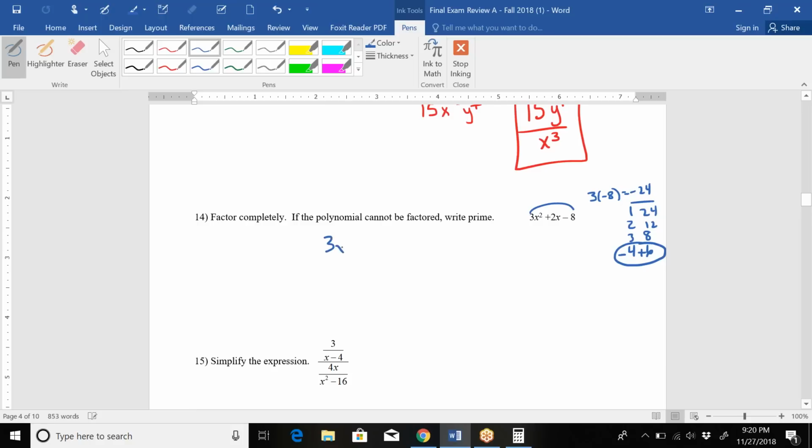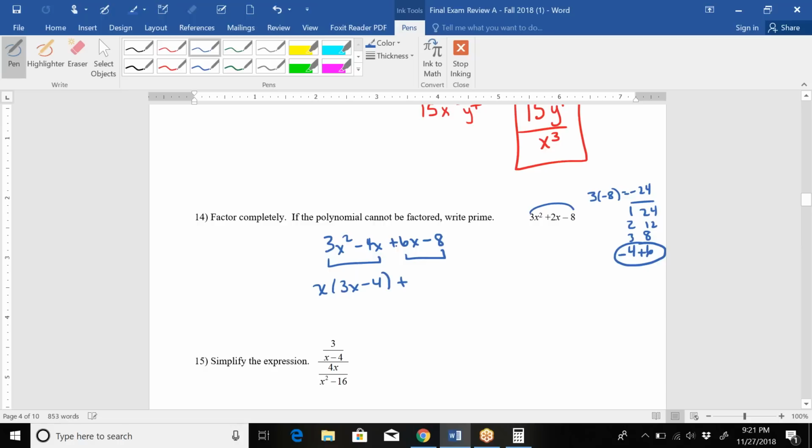So this becomes 3x squared minus 4x plus 6x minus 8. It doesn't matter which one you put where. You can change these around if you want, but you just pull out the GCF for each pair. So this would be an x, which leaves me with a 3x minus 4.